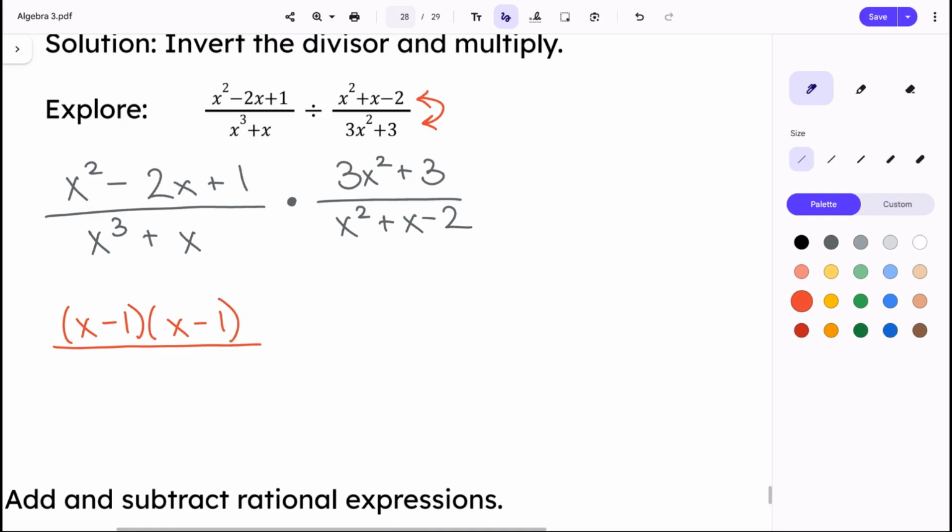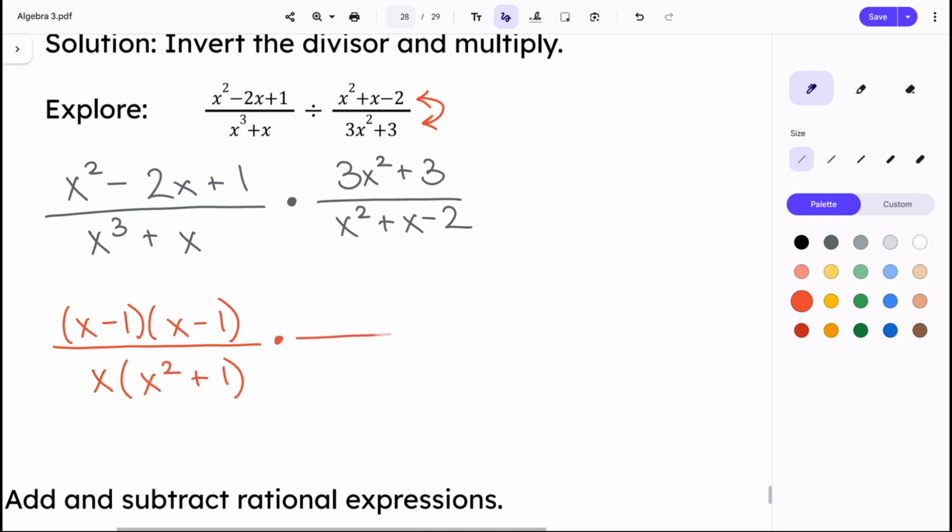Can we do anything with the bottom? We can take an x out. So instead of having one of those things where we get two quantities in parentheses, we're talking about GCF now. They both have at least one x. And if I take one x out, what does that leave me with? X squared. Good, x squared plus 1.